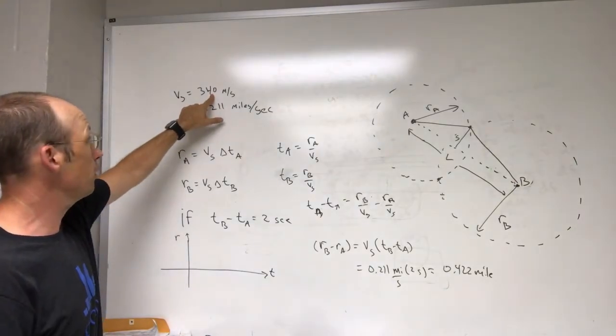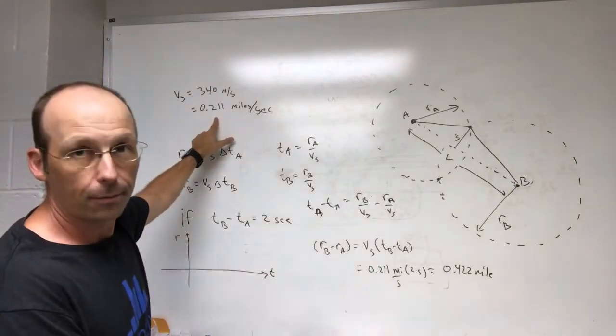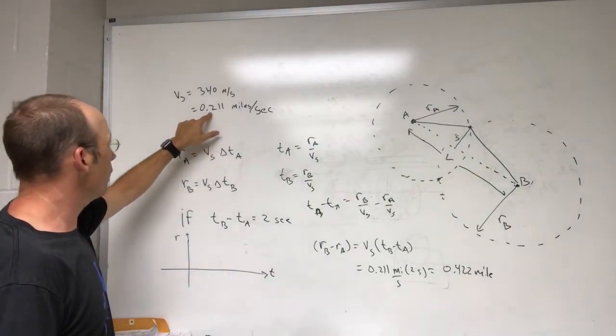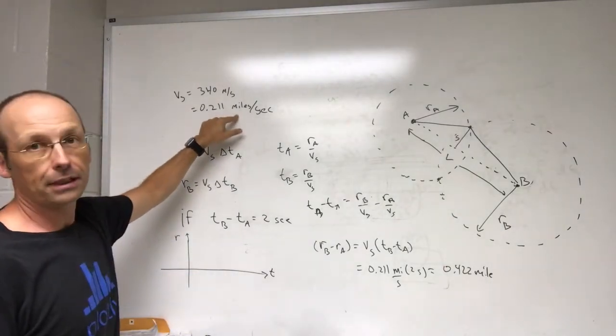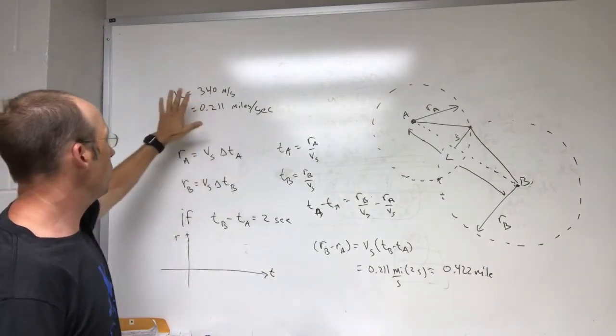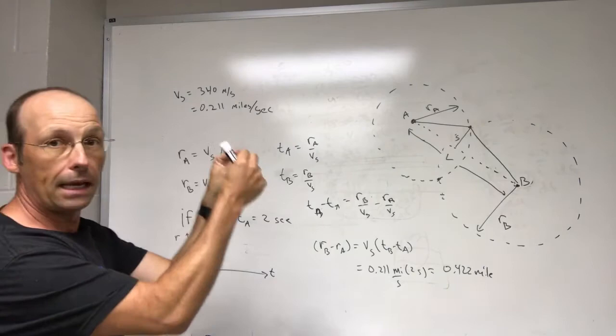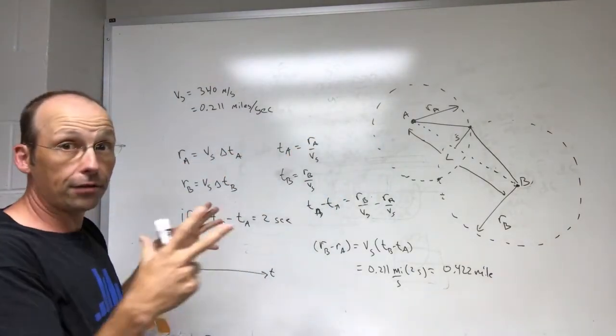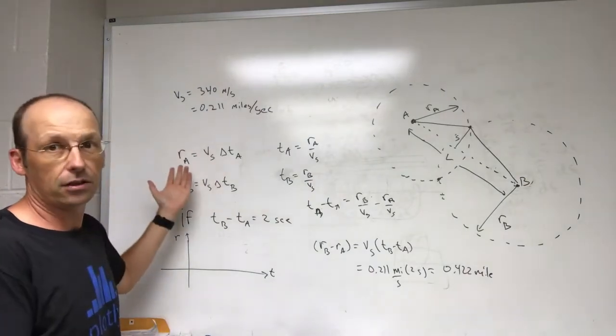It's 340 meters per second, but I know no one likes metric because metric's evil for some reason. I don't know why. So 0.211 miles per second might be a good thing to use too. So if that's the case, when you make a sound, it spreads out in a circle. I can find the radius of that circle just based on the definition of constant velocity.